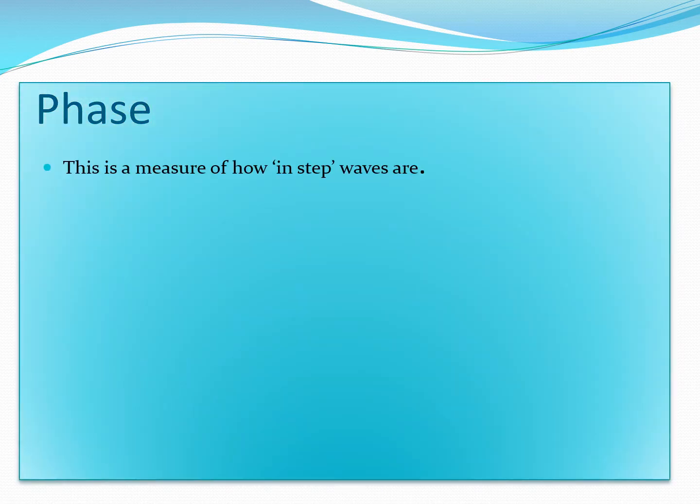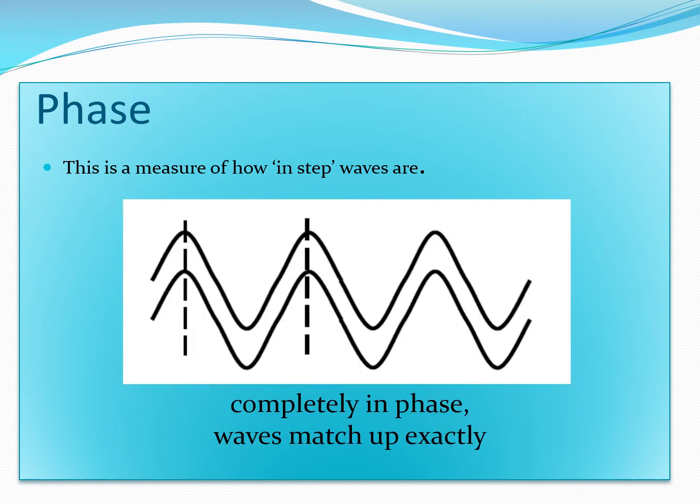Okay, on to the first new thing. So phase of a wave is the measure of how in phase the waves are, how in step the waves are. So this picture shows two waves that are exactly and completely in phase. The waves match up perfectly.